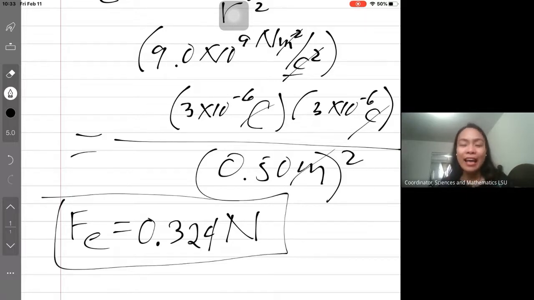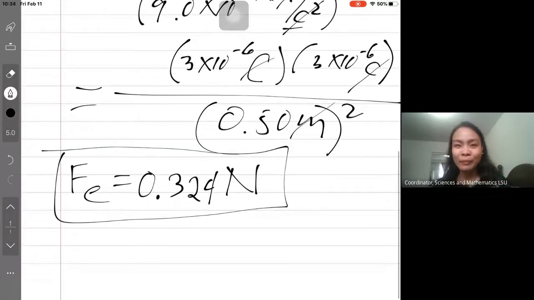And again, for your gravitational force, kindly compute that for yourself and then just compare which will be greater or which will be lesser, the gravitational force or the electrical force. All right, now let's proceed to our next problem. This is a bit challenging for you guys because we are going to have angles this time.